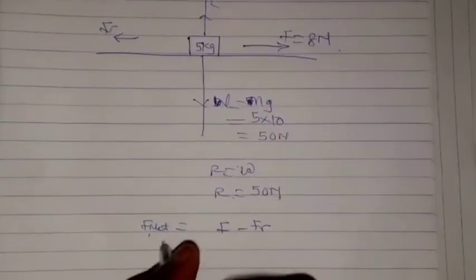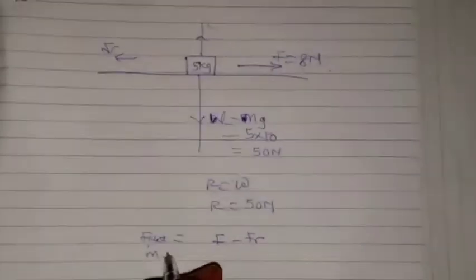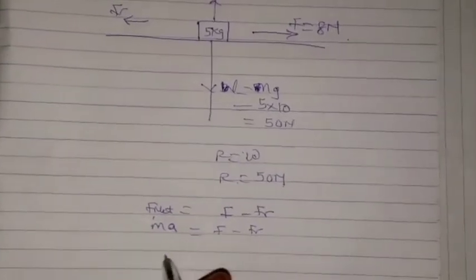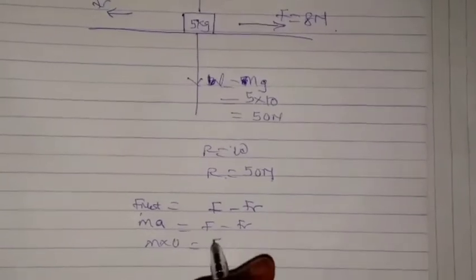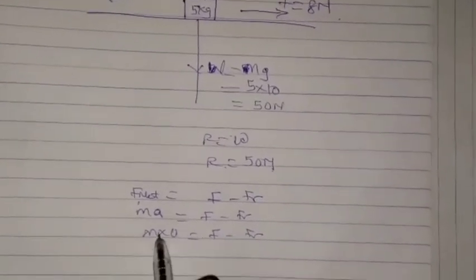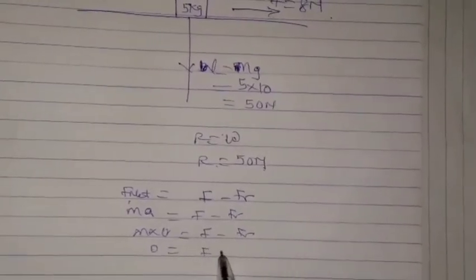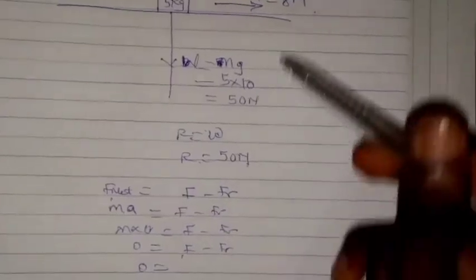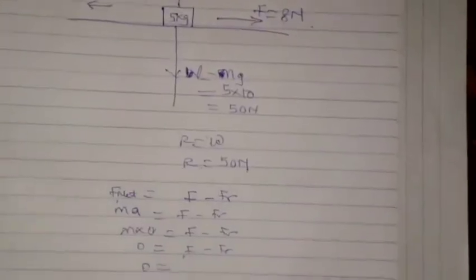It hasn't started motion. So you said ma, right? Your acceleration is 0, F minus frictional force. So M times 0 is equals to F minus Fr. Do you understand? Yes. So you have M times 0, that's 0 is equals to F minus Fr. I'm sorry for passing through the laborious process. I just want to be sure that everyone is getting it.